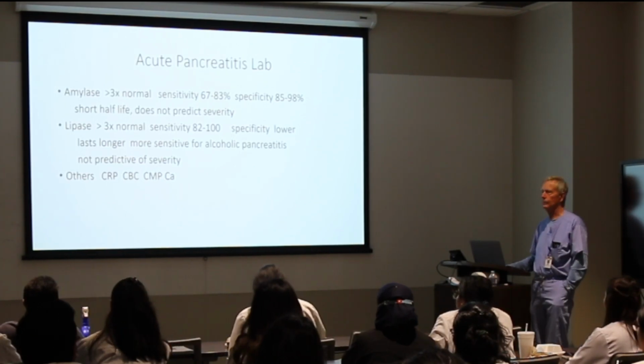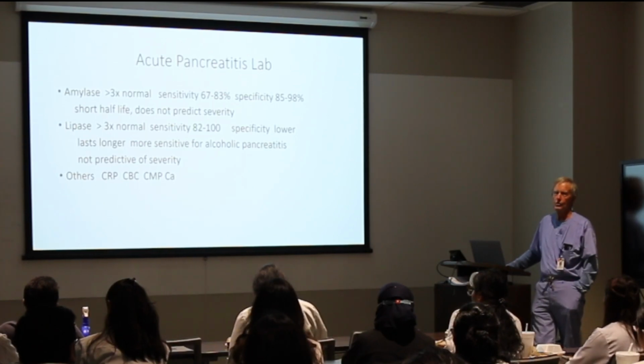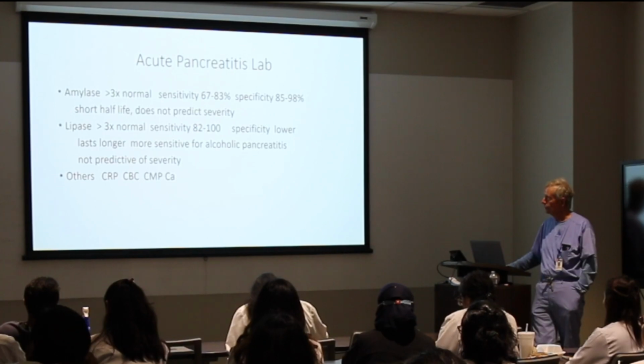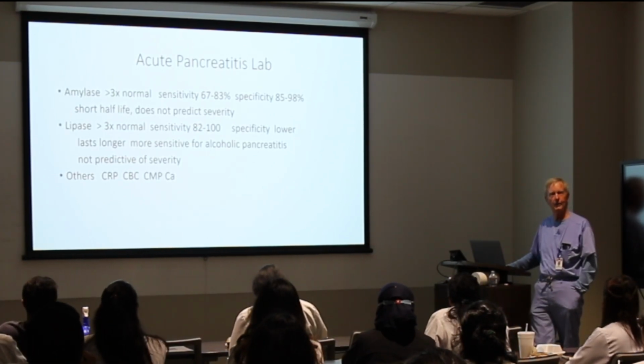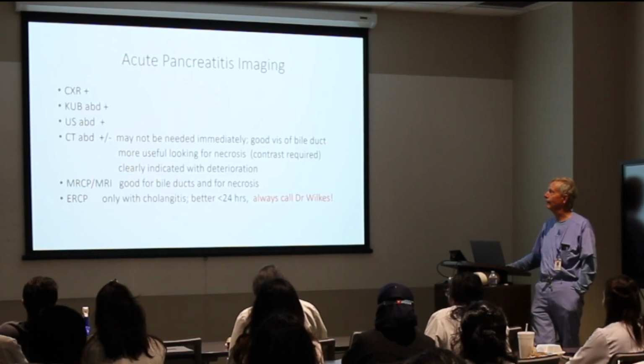The CRP is sometimes used for some of the measuring systems for the severity of the disease. I don't use that, but it is mildly useful. If you don't know they're badly ill, then maybe you need that. I think you can pick that out.